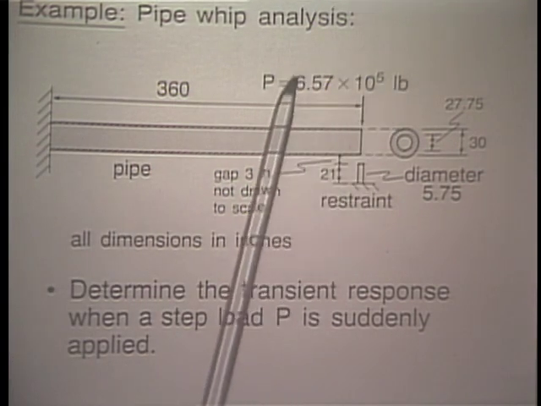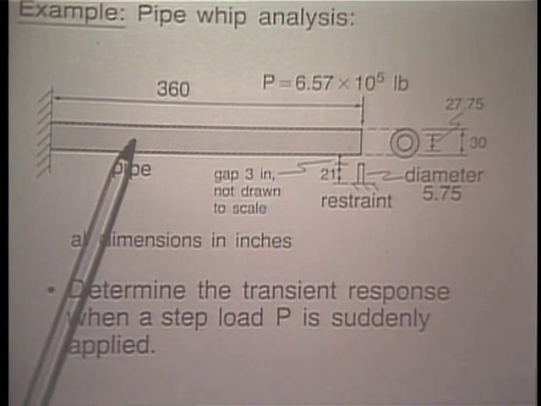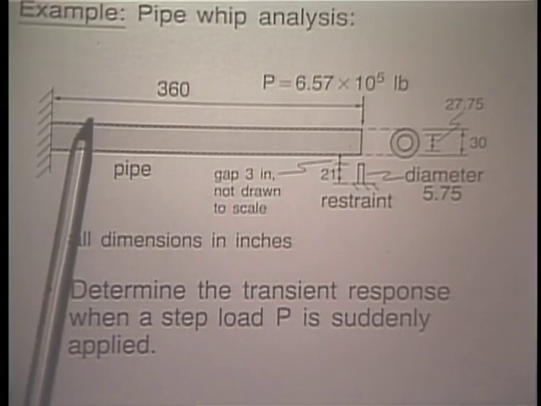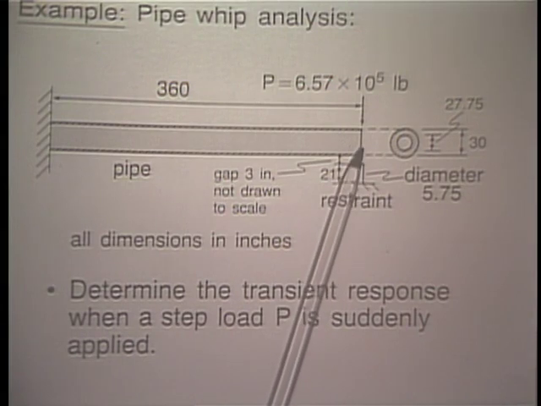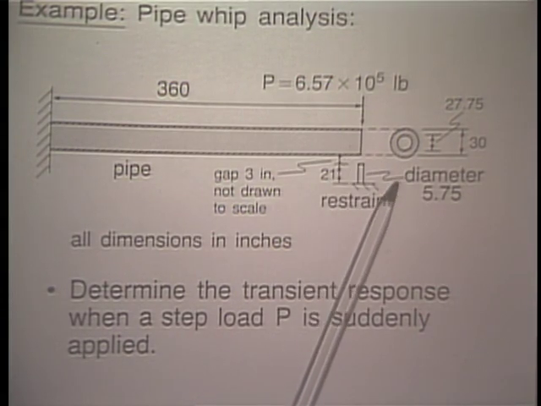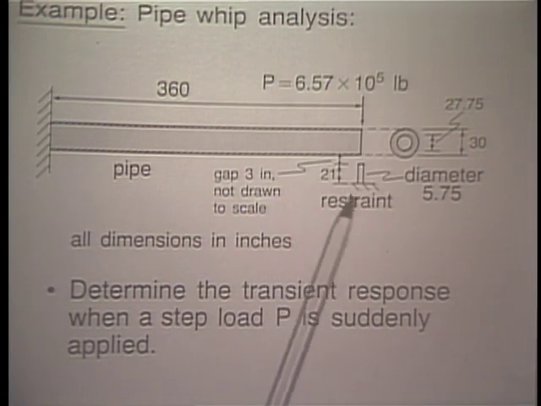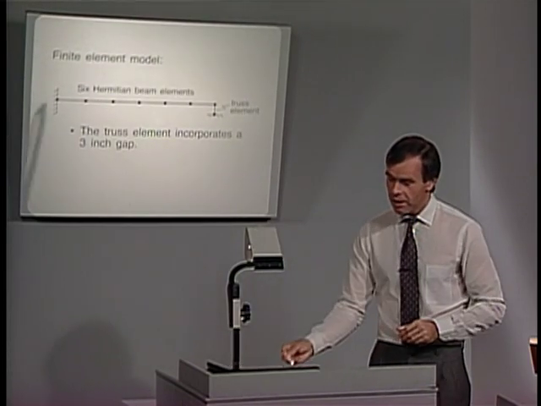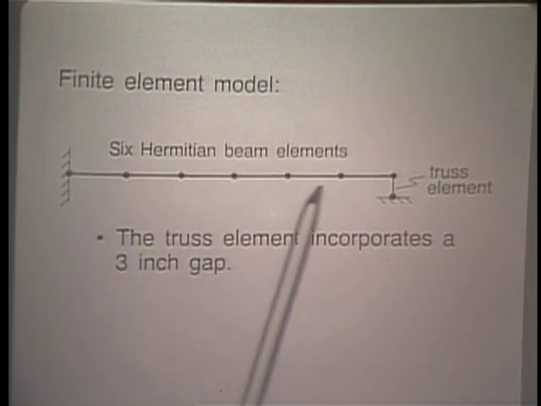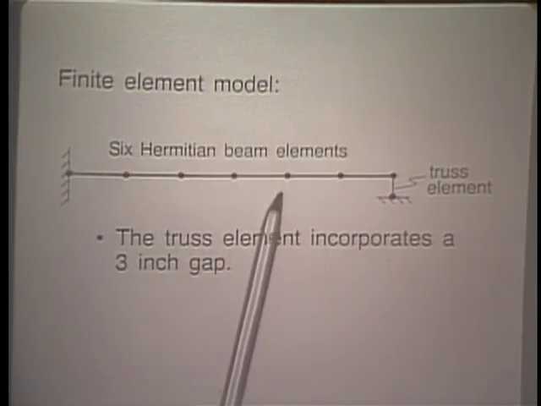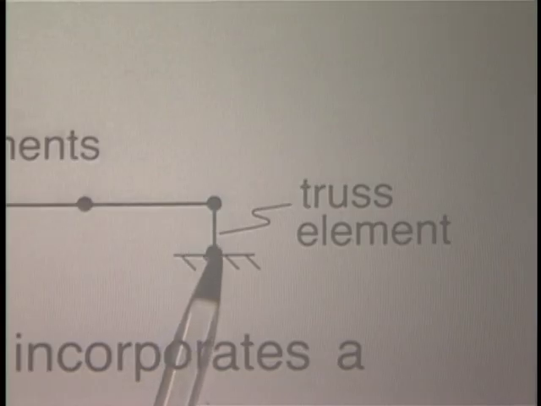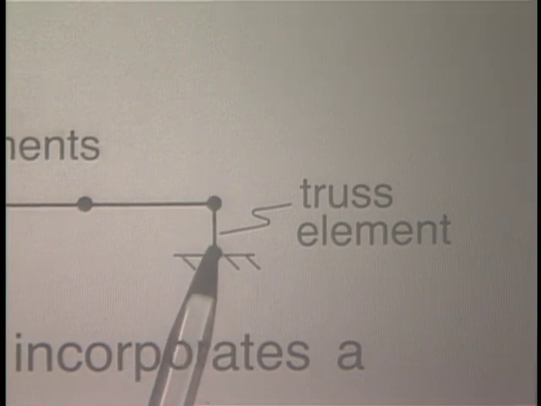Notice that under this very large load, the pipe very rapidly becomes plastic. And the difficulty of this problem really lies in that the pipe going plastic becomes very flexible here, but the restraint suddenly hitting the pipe, or the pipe hitting the restraint rather, means that a very large stiffness is suddenly introduced at this end. The finite element model we used is shown here. 6 Hermitian beam elements that of course can go plastic, that model the elastoplasticity in the system properly, and a truss element from this node to that node. This truss element contains a 3-inch gap.